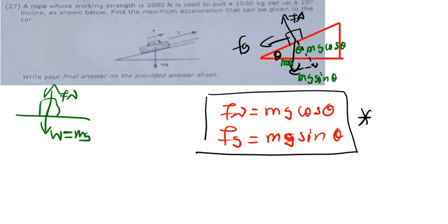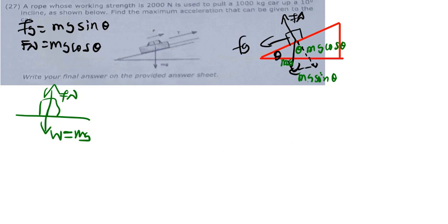I'm going to put them here. Fg is equal to mg sine theta. Fn is equal to mg cos theta, like that.